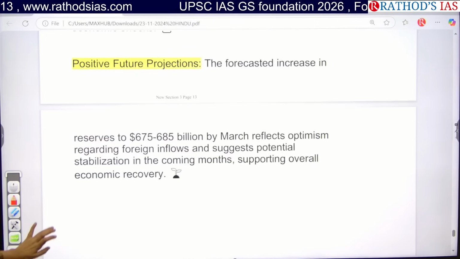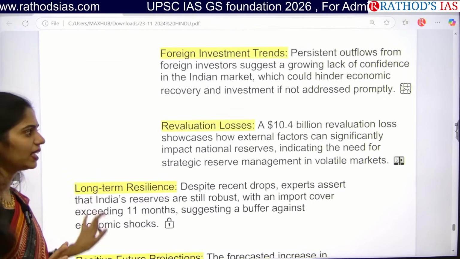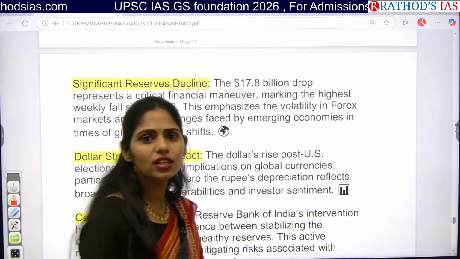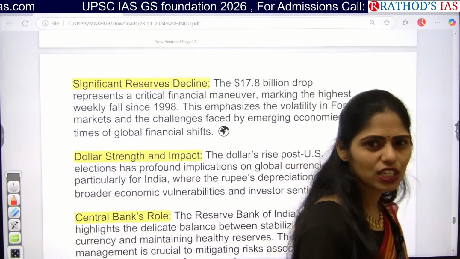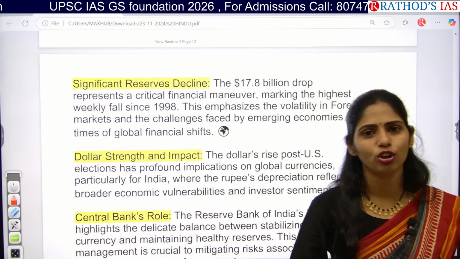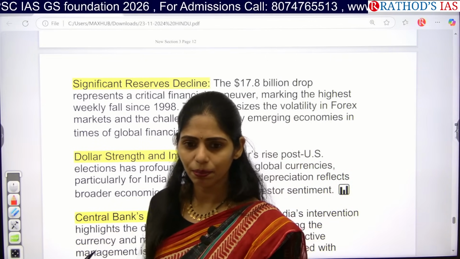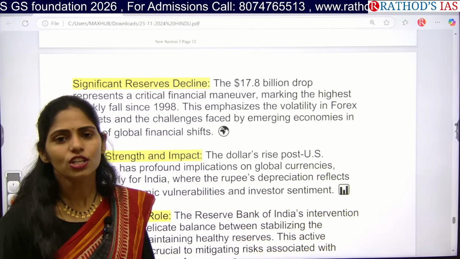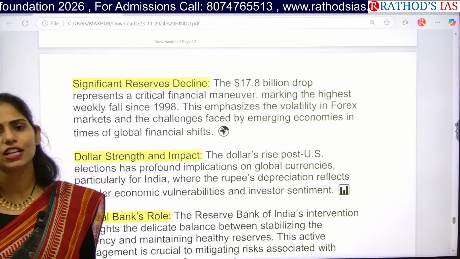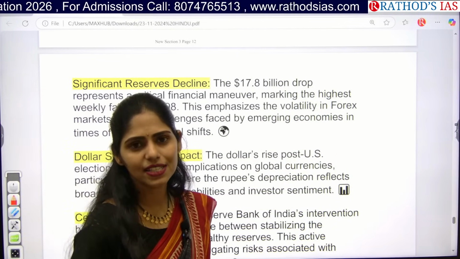Okay, that is a thing that you have to remember. There is no need of remembering any value here. Just see that whenever there is decreasing of forex reserves, what will be the impact on dollar, what is the impact on rupee, and in the Indian market and from the people level. Okay, clear? So these are the important topics that appeared in today's Hindu newspaper. So by this I'm concluding.